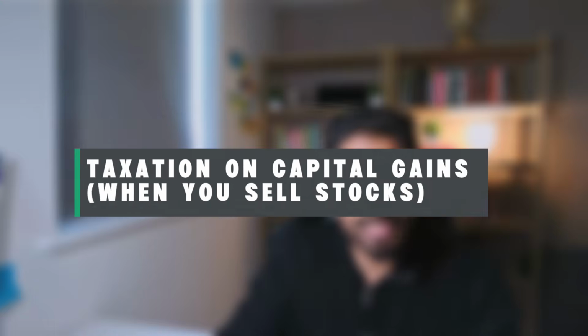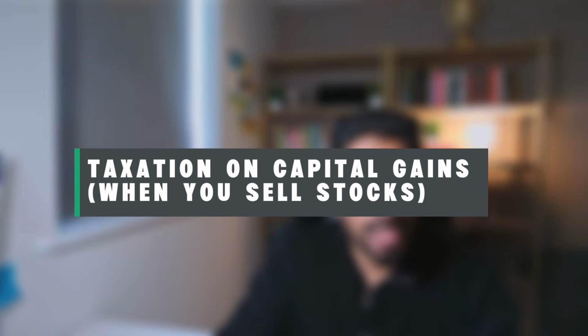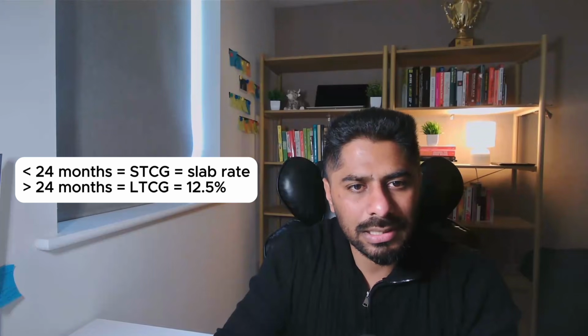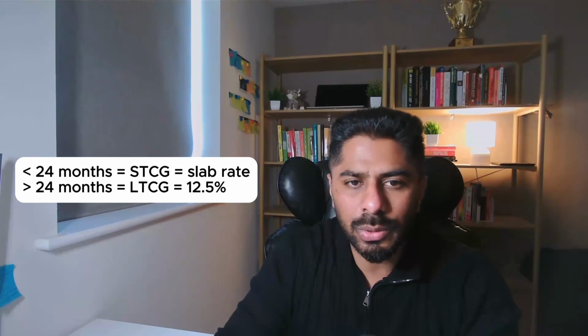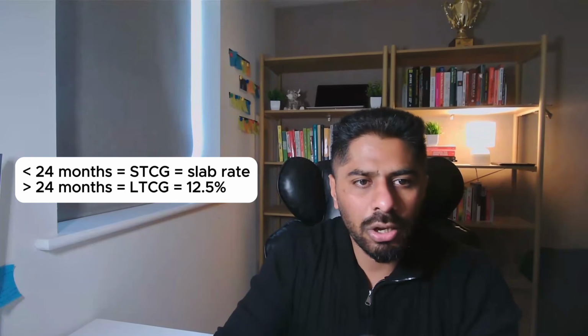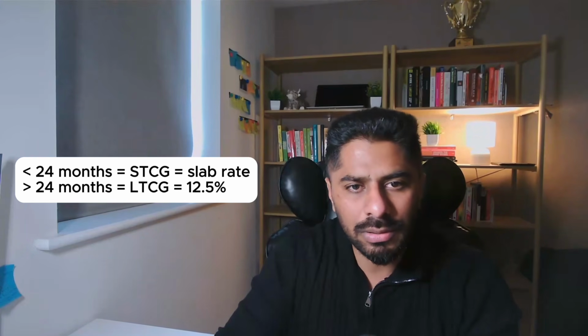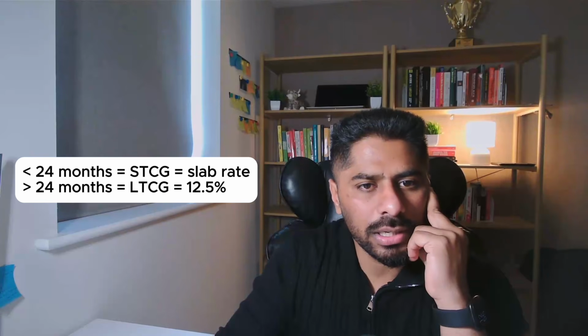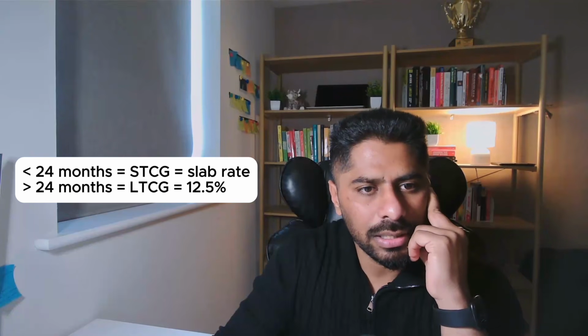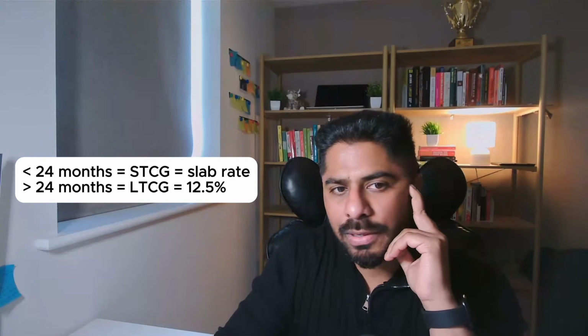Okay. The third is taxation on capital gain when you sell the stock. If it is a short-term capital gain, STCG, which is basically if you sell within 24 months of buying, and long-term capital gain if you sell after 24 months. So for STCG, it's added to your total income and taxed at your normal slab rate. For LTCG, flat 12.5% tax on profit.